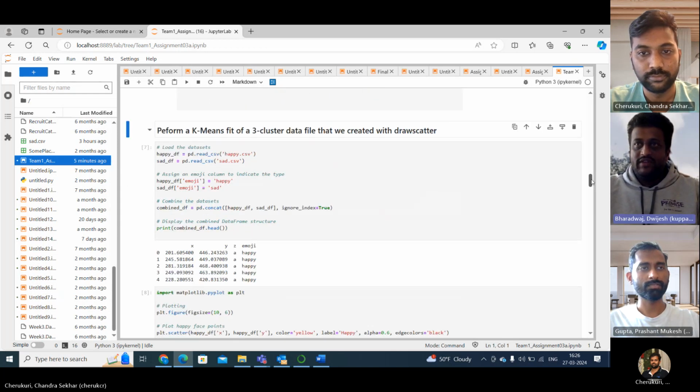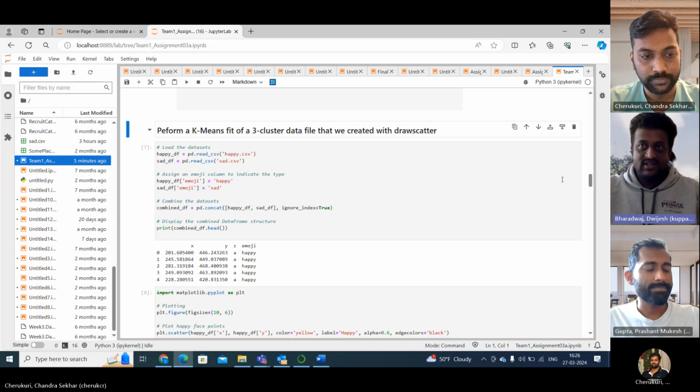What we have done is we have loaded the datasets. We have two datasets, one is the happy face and the other is the sad face. For the happy and sad faces, we have assigned an emoji column to indicate the type, and mentioned the happy and sad strings. Then we have combined the datasets into a combined data frame. After that, we have displayed the combined data frame, where you can see the x coordinates and y coordinates, the z column with a and b, and also the emoji, which is happy. This is the head of the dataset.